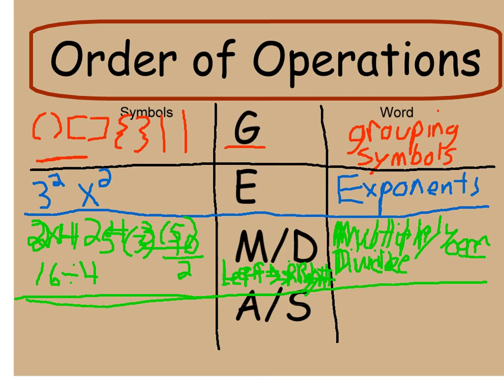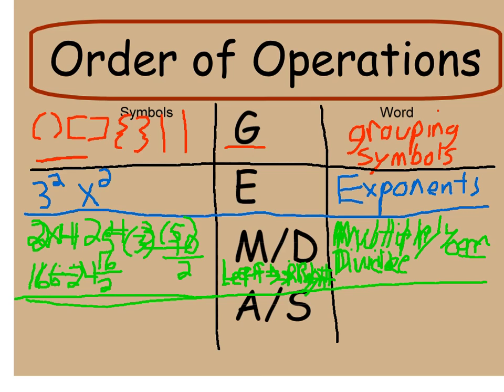And division, we all remember 16 divided by 2. We could also say 16 over 2. It would mean the same thing. Those are ways to show division.